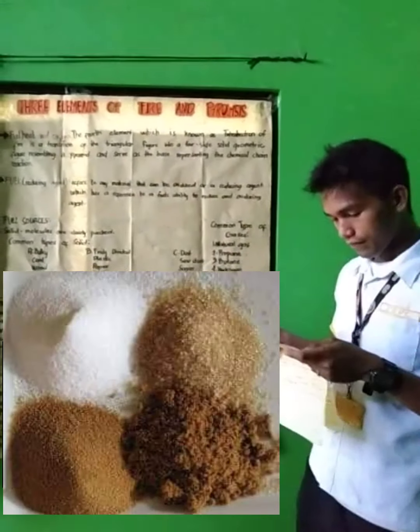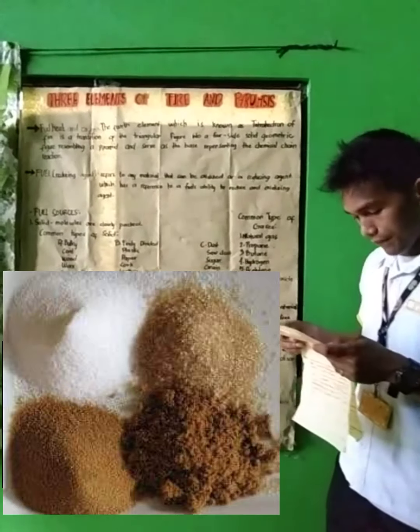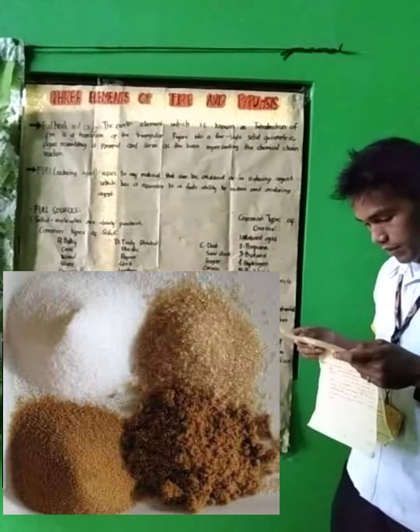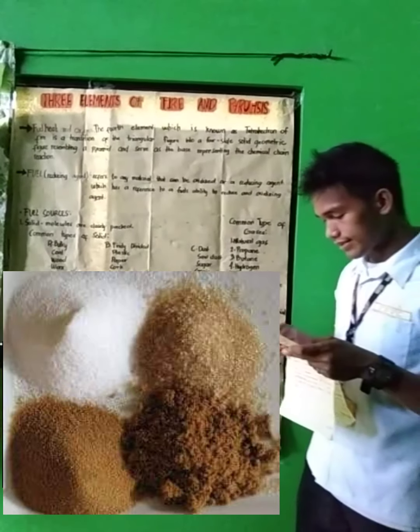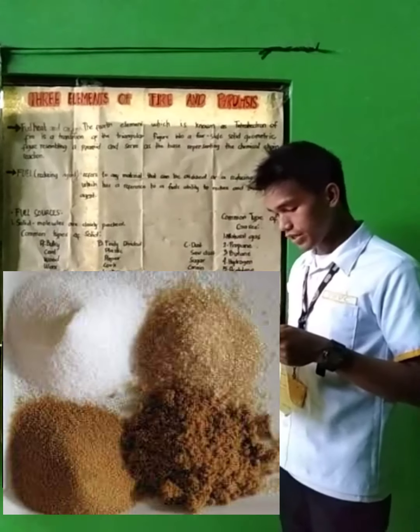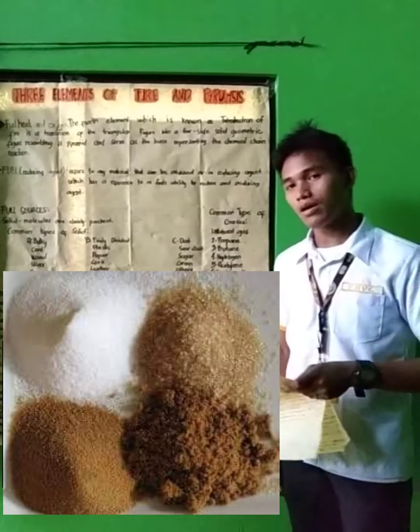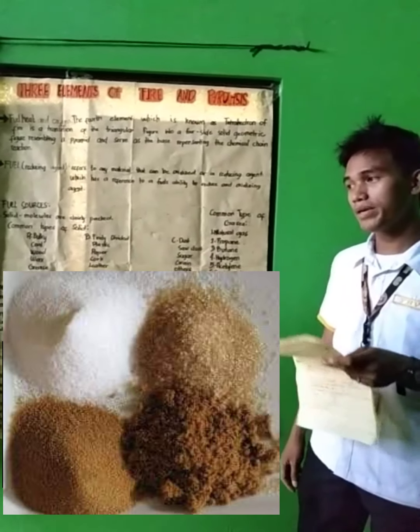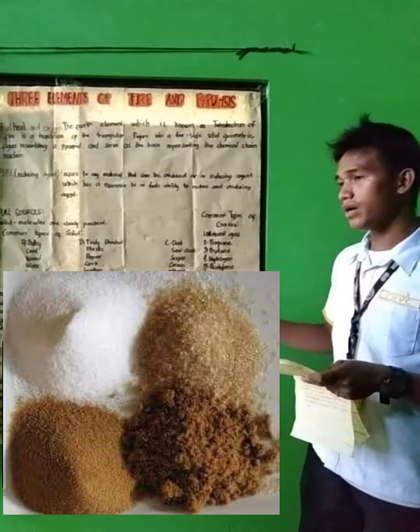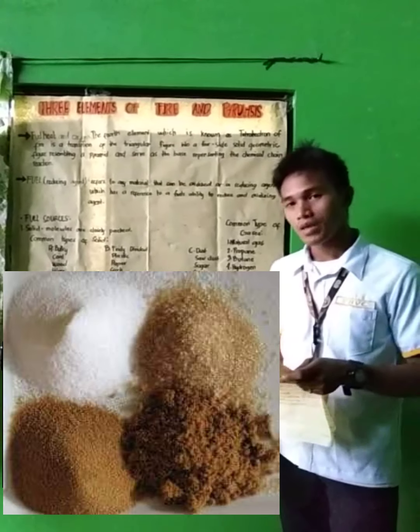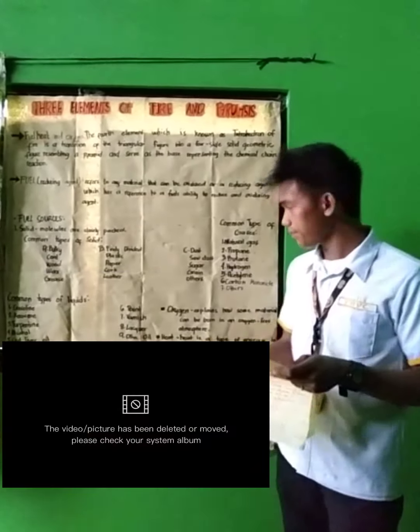Next, sugar. Sugar has closely packed constituent particles and has its own volume and shape. For instance, we use sugar when we drink coffee to make it sweeter. Sugar is widely used in making flavorings and in food production.